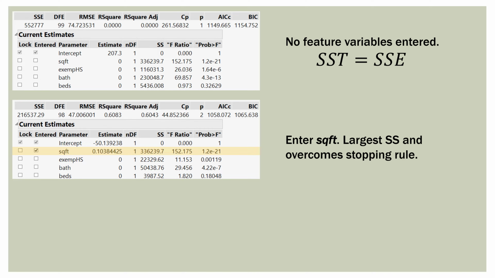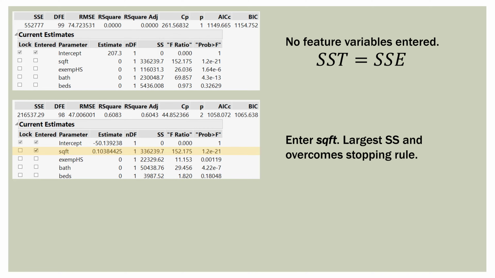Now, if we go up here to our DFE, it's now 98 because we added a variable, so we went down one. The RMSE, same process. We have our SSE divided by DFE, take the square root, now we get our root mean square error. Now our R square is the proportion of our total sum of squares, 552,777, that is occupied by the square foot variable of 336,240. So 336,240 divided by 552,777 will give us an R square of 0.6083. So that's where those numbers come from.